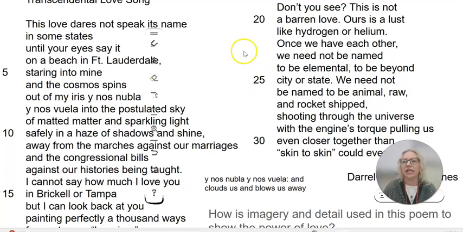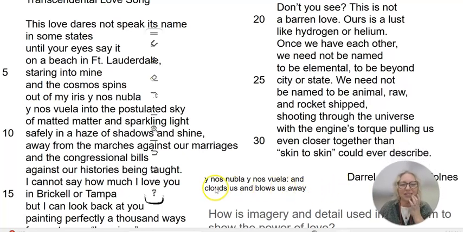Don't you see? This is not a barren love. Ours is a lust like hydrogen or helium. Once we have each other, we need not be named to be elemental, to be beyond city or state. We need not be named to be animal, raw, and rocket shipped, shooting through the universe with the engine's torque pulling us even closer together than skin to skin could ever describe.